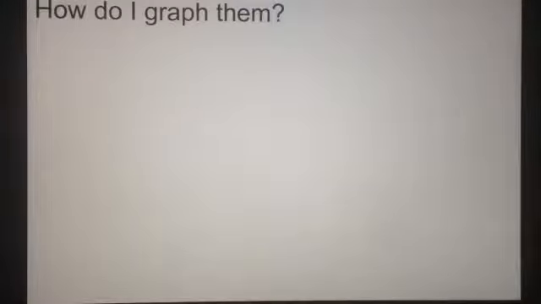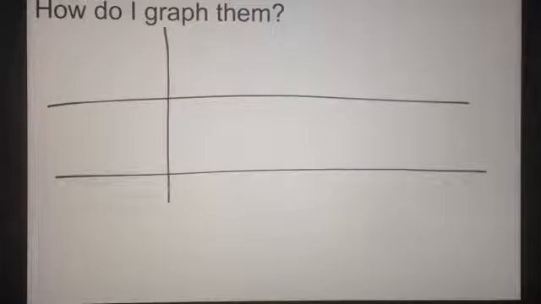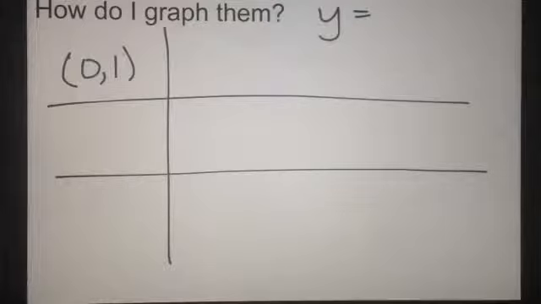All right, so next it says, how do I graph them? First, we're going to start off by making a chart. So you have a chart on your paper. And the first thing we're going to put in the chart is that we know we have the point 0, 1. I'll go ahead and write the equation since it's not written down on my slide.